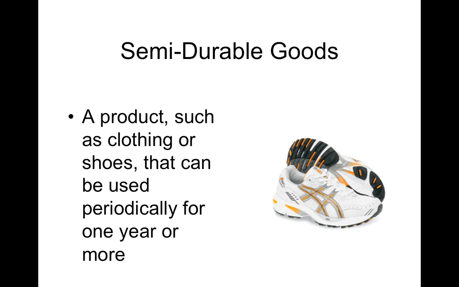Semi-durable goods are products such as clothing or shoes that can be used periodically for 1 year or more. If you wear the same pair of shoes every single day, you may just get a year out of them. Obviously, everybody's a little bit different, but even a pair of running sneakers, depending on how much you run or how often you run, you still might have to change those sneakers within a year. Some people keep their sneakers for a lot longer.